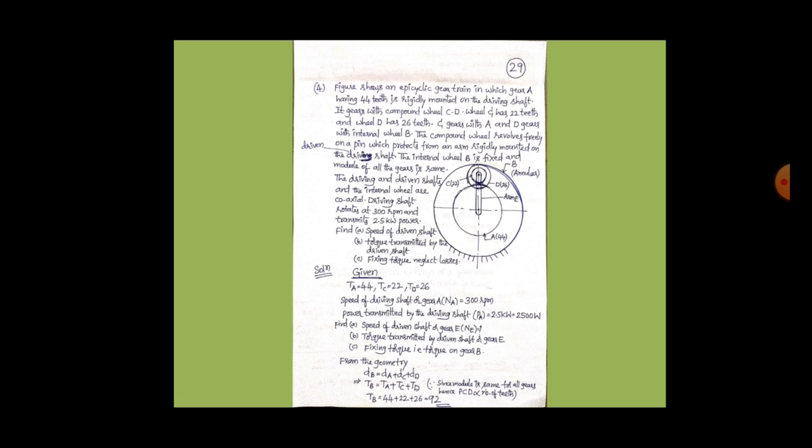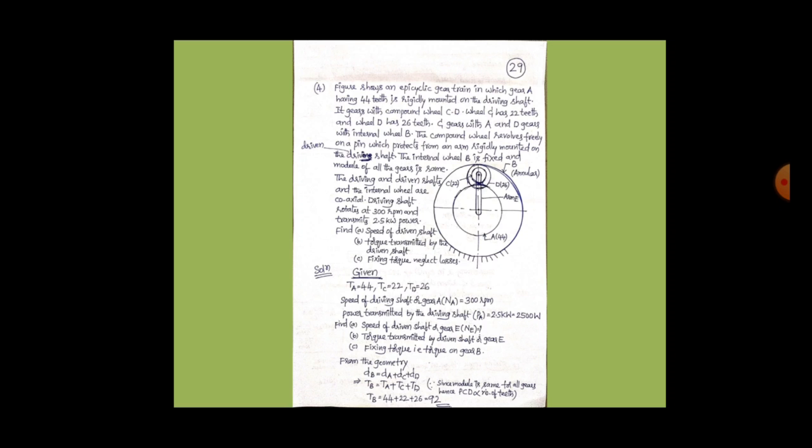Now from that, since the module is the same for all gears, as given in the statement, pitch circle diameters of gears are directly proportional to the number of teeth. So TB is equal to TA plus TC plus TD. So now I know TB is equal to 44 plus 22 plus 26. If I add all, I will get the number of teeth on the wheel B, that is TB is equal to 92.